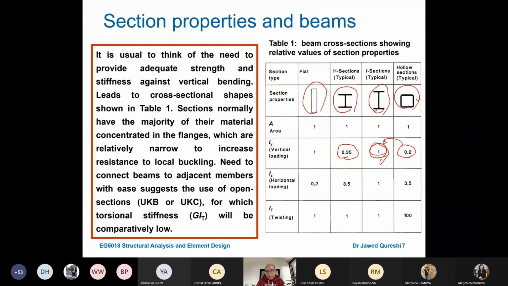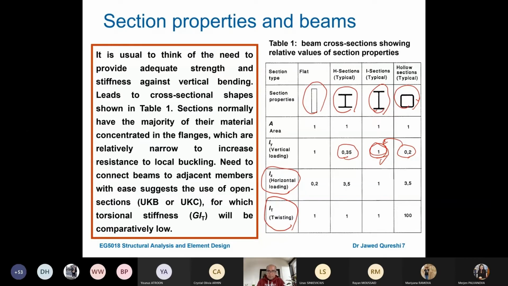Now, how about IZ and IT? IZ is the ability to resist horizontal loading, or its ability to resist out of the plane loading, or lateral deflection. So this term is related to lateral deflection. This term is related to twisting. Lateral torsional buckling is composed of 2 terms. One is lateral deflection, the other is twisting. So if these 2 things are strong, it means that a section is going to be really strong in terms of lateral torsional buckling.